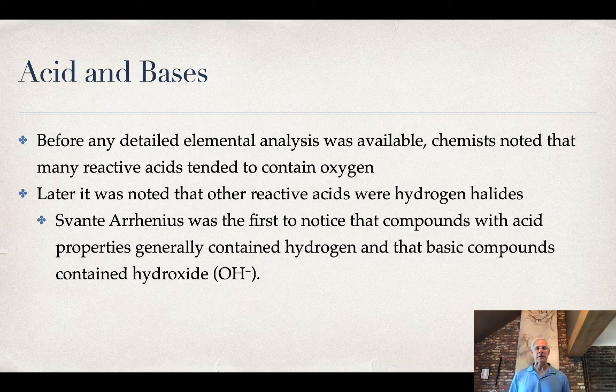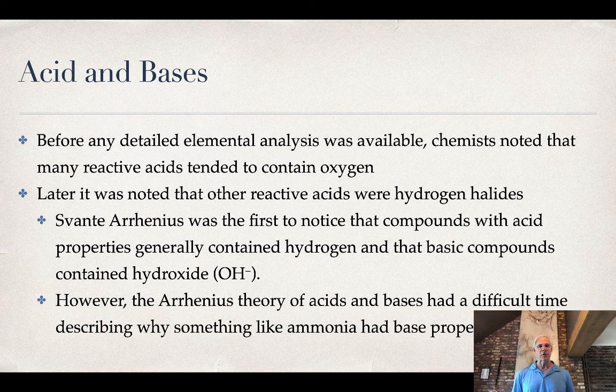It was Svante Arrhenius, who we just saw in last week's lecture dealing with the Arrhenius equation. He also did a lot of work with acids and bases, and he was the first to notice that compounds with acid properties generally contained hydrogen, and basic compounds contained hydroxide, OH-. And so he set out to really classify acids and bases by their chemical structure and their chemical makeup, rather than by their behavior when reacting with something.